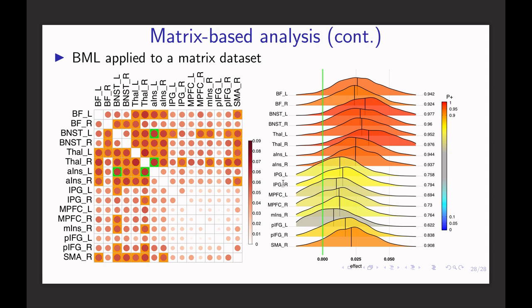So this is the matrix-based approach. I think this is the last slide I have. And this also wraps up the population-level modeling talk. If you have reached this point, congratulations.